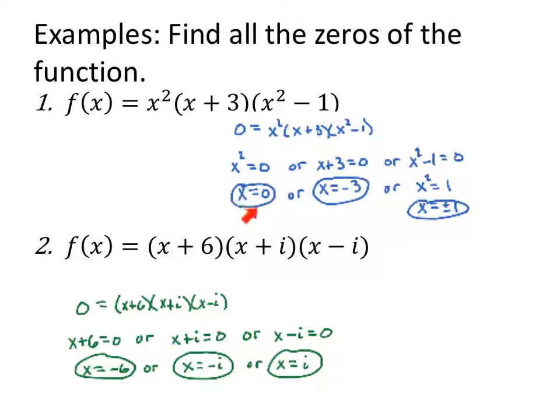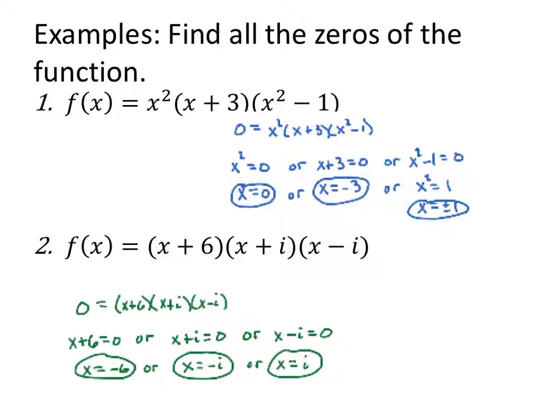If x squared equals 0, then x has to be 0. If x plus 3 equals 0, then x equals negative 3. If x squared minus 1 equals 0, we could either factor using difference of squares, or we could use a square root property that says add 1 to both sides, isolate the square part. If x squared equals 1, we take the square root of both sides. Anytime you choose to do the square root, you have to include the plus or minus. So x equals plus or minus 1.